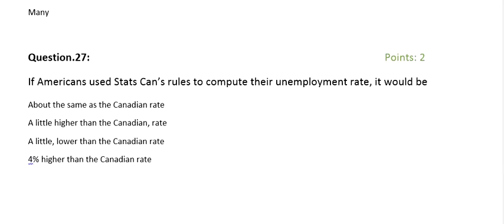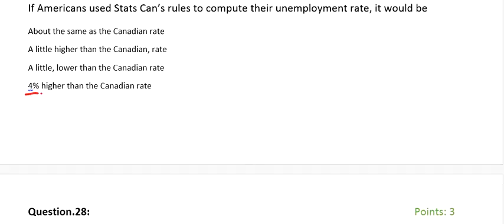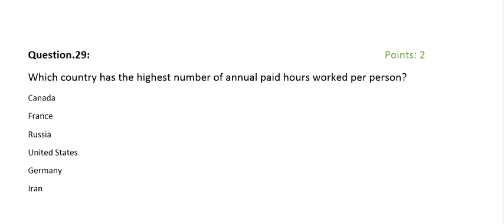Question 27. 4% higher than Canadian rates. Question 28. Which group is not included in the normal unemployment rates issued by StatsCan? All of the above. 3 points. 29. United States. 2 points.